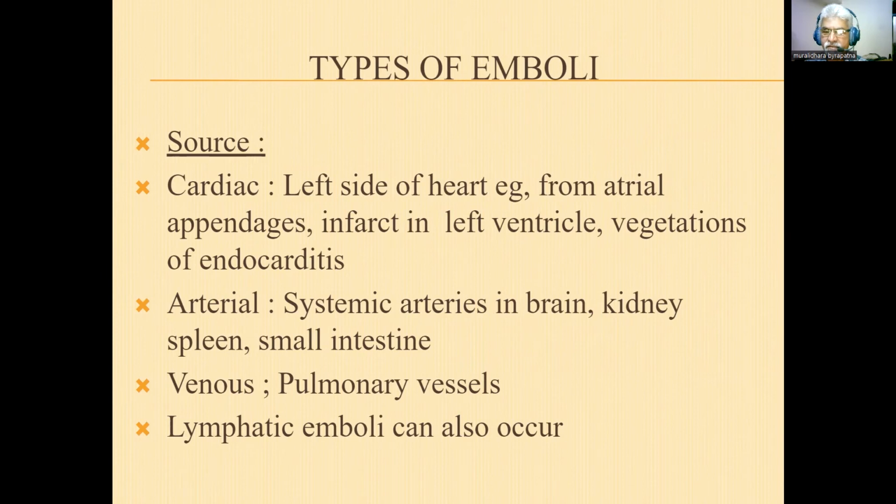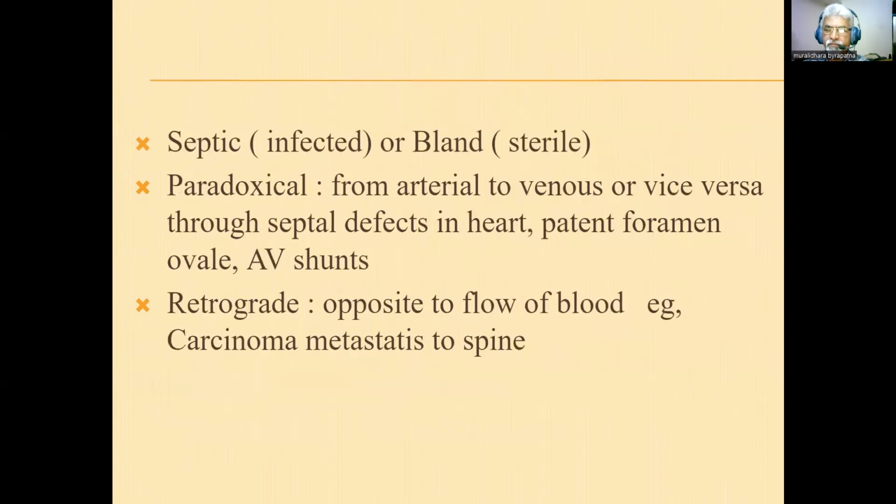Arterial, arising from the arterioles, systemic arteries in the brain, kidney, spleen, small intestine. Venous, from the pulmonary vessels or the deep veins of the leg. Lymphatic emboli can also occur. They can also be classified into septic or bland, depending upon whether they are infected or not. Paradoxical emboli are very rare.